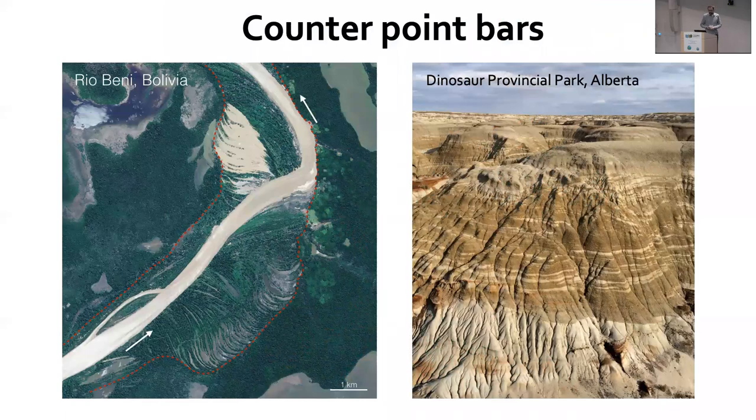And finally, let's talk for a couple of minutes about counterpoint bars. These are locations where you have deposition along the concave bank. Classically, these are associated with erosional confinement. So in this place, there's clearly some kind of boundary over here, which is guiding these bends to translate downstream. There is an example from an outcrop where muddier sediments are darker, and there are no tides involved in that case.